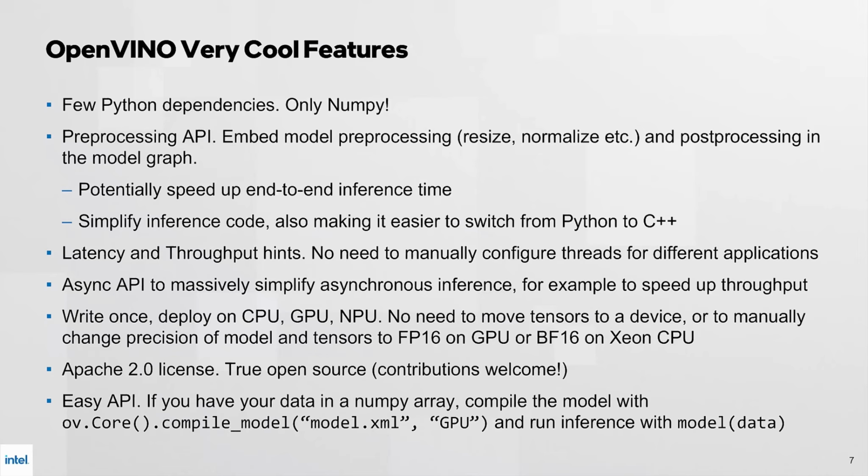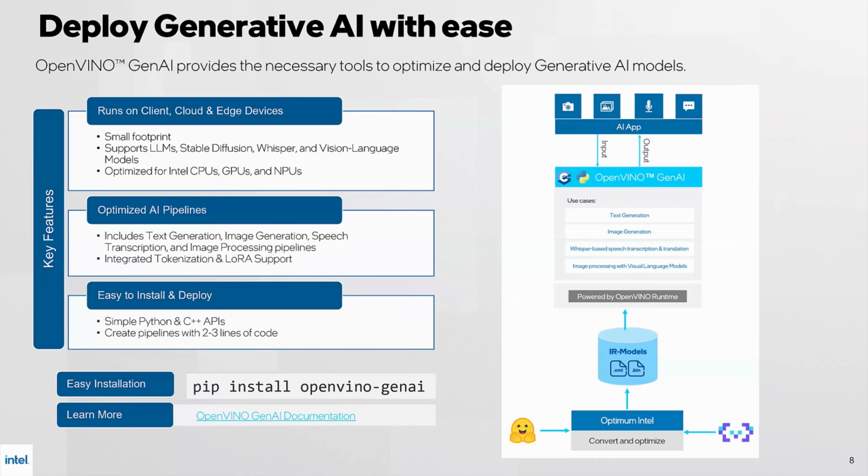We're truly open source, Apache 2.0, and we have a very easy API. It's just one line to compile a model and then one line to run inference. So no need to get a whole new mental model in your head about how everything works. There's basically a one-on-one step from your source framework to OpenVINO. So these are my favorite features. That was basically plain OpenVINO, and that works everywhere.